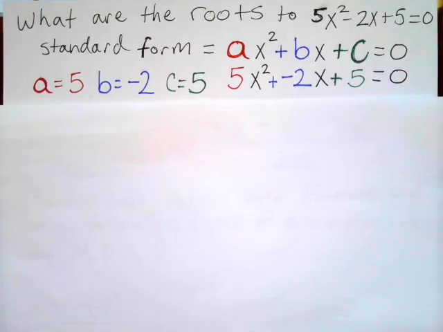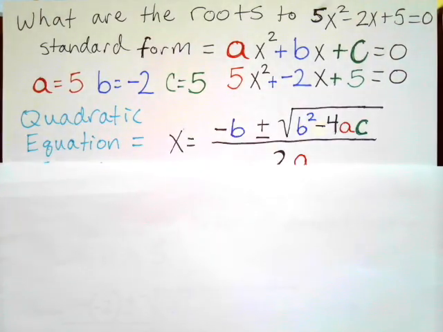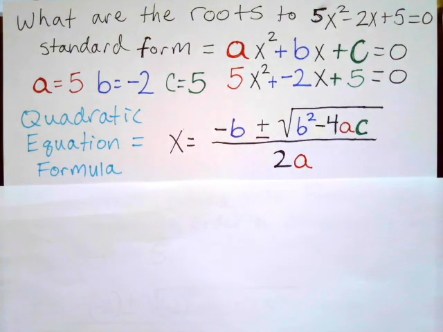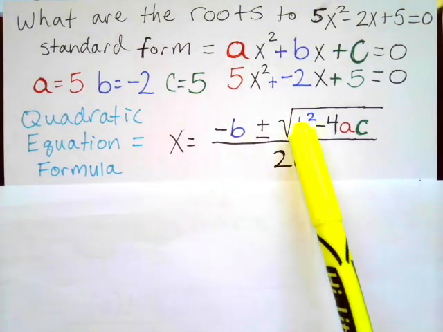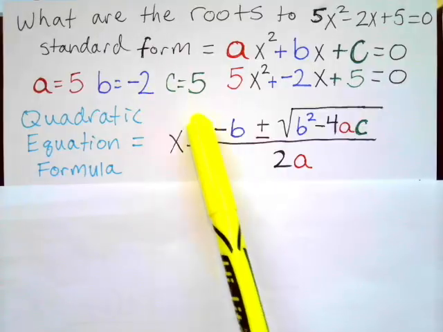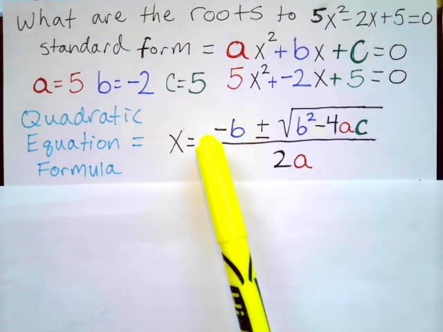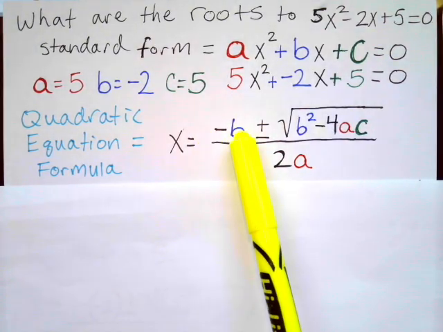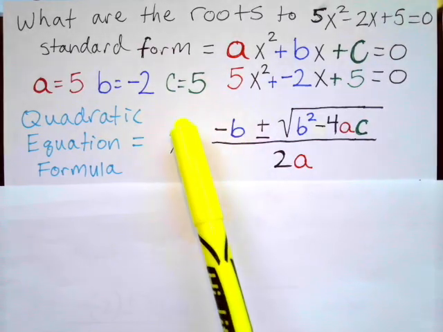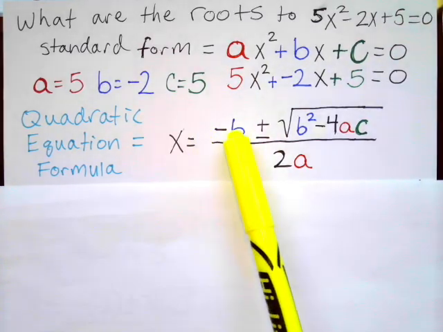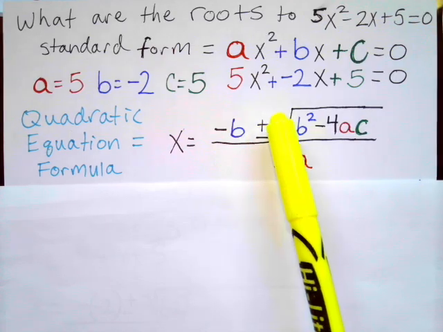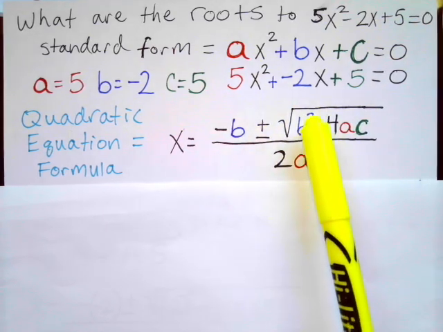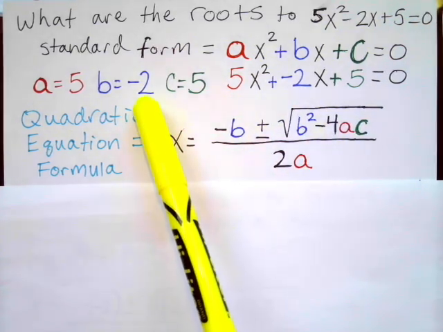We're going to substitute those values into the quadratic equation formula. So everywhere you see B, you're going to substitute a negative 2. So that's a negative B value. If your B is negative 2, it's going to be a negative times a negative 2. Plus and minus the square root of B squared. B is represented by negative 2.